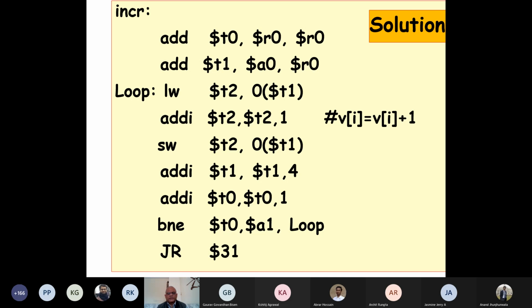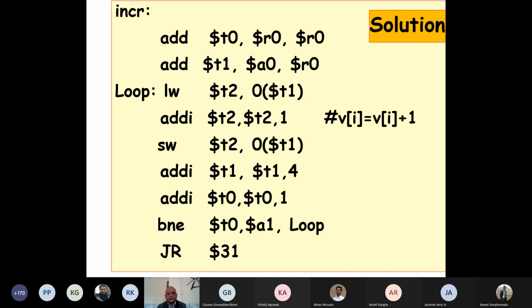So first we accessed V0, now we are accessing V1. And then we are keeping count of how many elements we are accessing. So we incremented T0, which is our I basically. So I is incremented by 1. So first element we access, now the second element with incremented I.